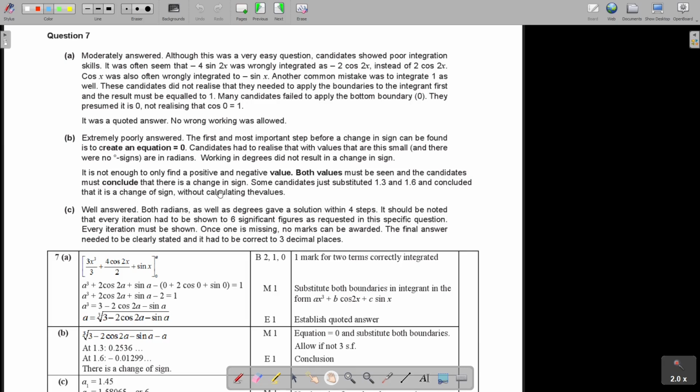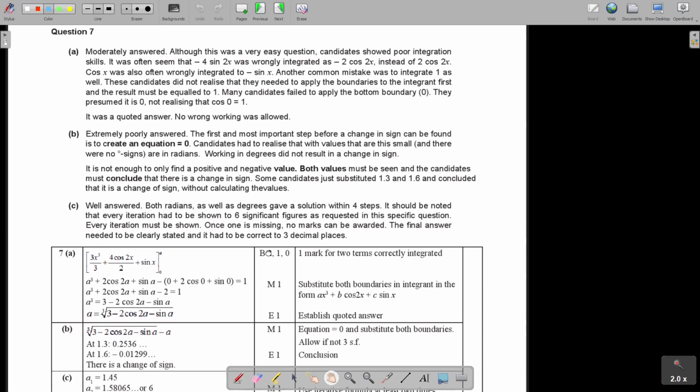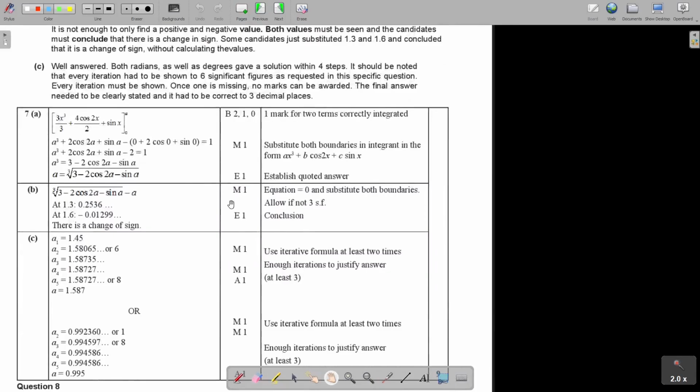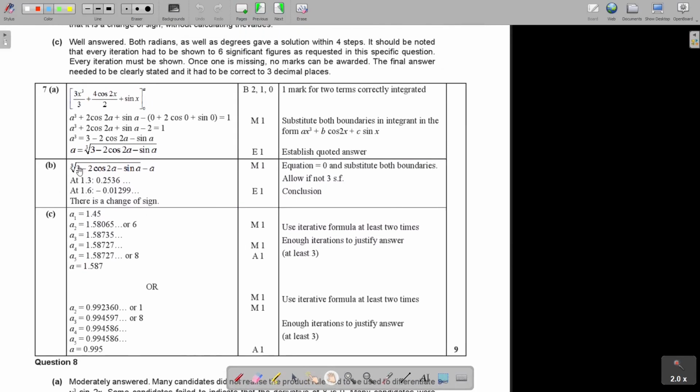So you must write that final sentence. Some candidates just substituted 1.3 and 1.6 and concluded that it is a change of sign without calculating the values. So they want you to see the calculating of the values. Okay, so make it equal to 0. Then you got that one and you got the negative and there's a change in sign. And that's how you do it.